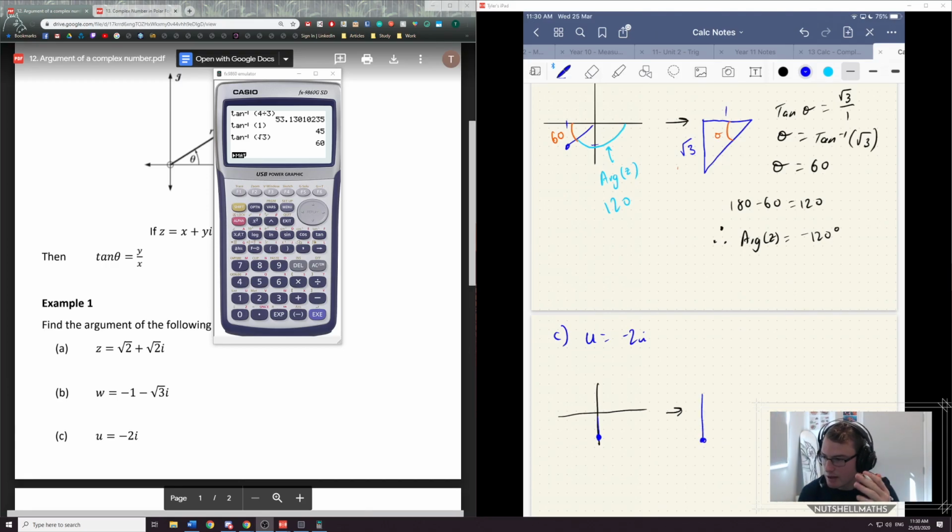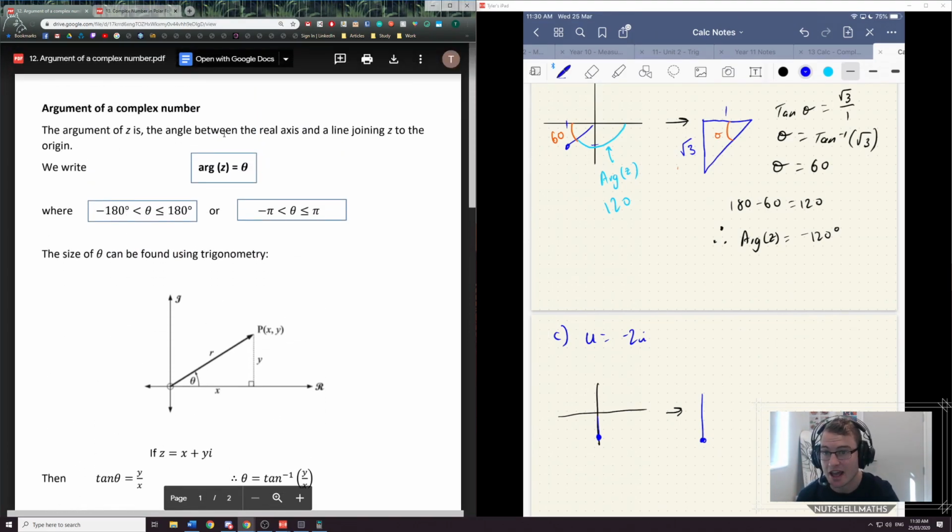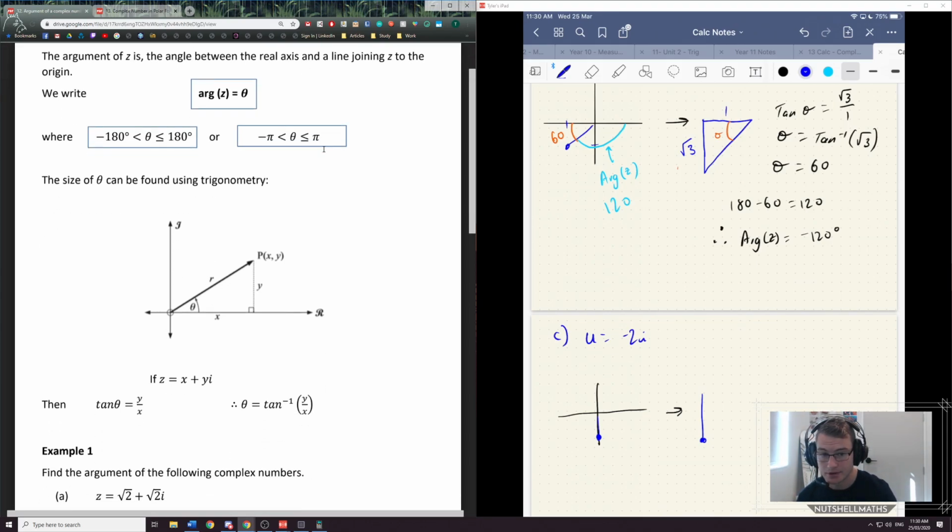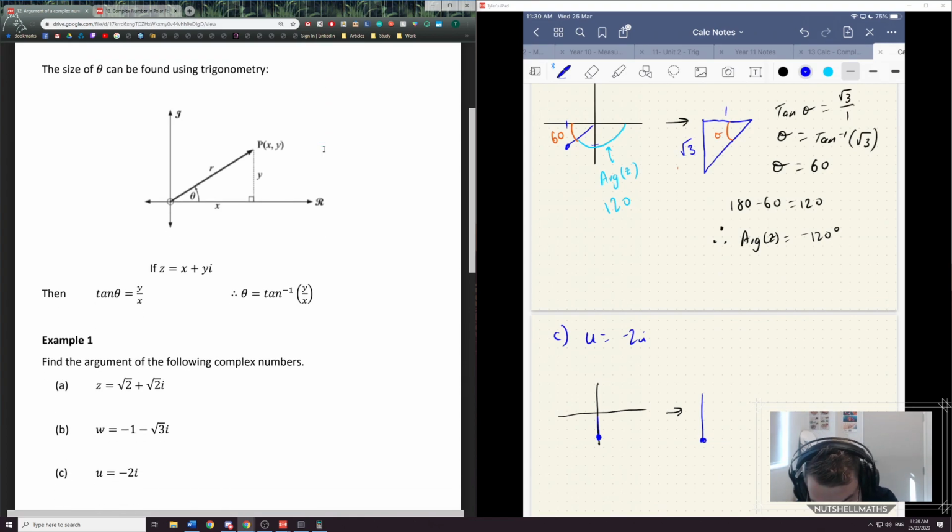But always remember back to, what is the definition of an argument? And you can see it here. The argument is the angle between the positive real axis and a line joining z to the origin. So, I've drawn a line joining z to the origin. You see that? And we say, what angle have we turned through from this axis? What angle have we turned through? I want some answers in chat. What angle have we turned through from here to get to here?